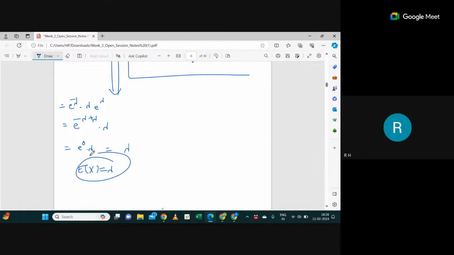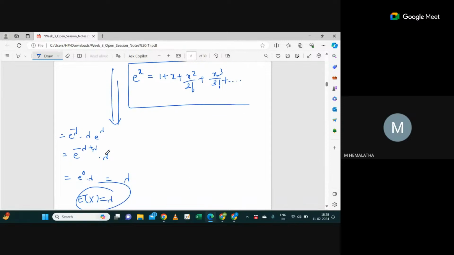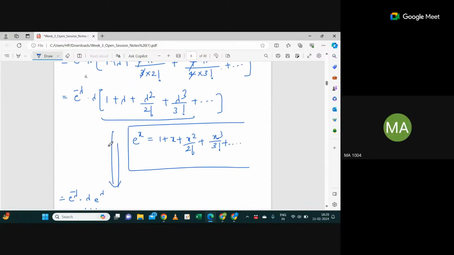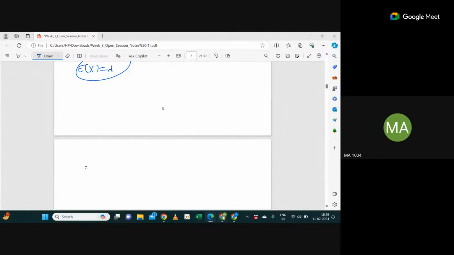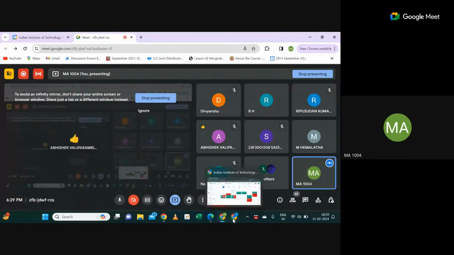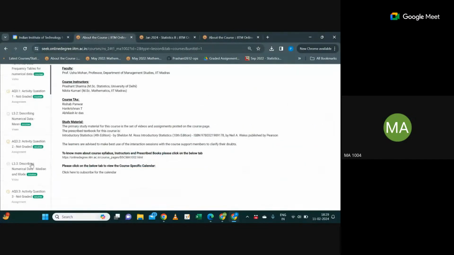Sir, in that e power minus lambda, for this bracket you have put e power lambda. Yes, this is one expansion, which is something like this, e raised power x. Is that all right for everyone? Correct? Okay.